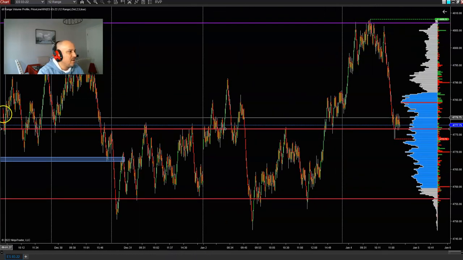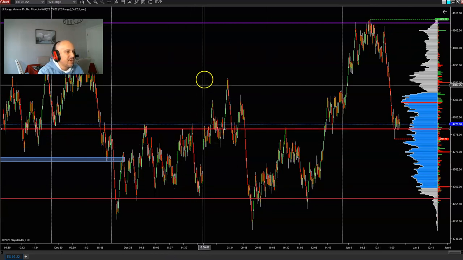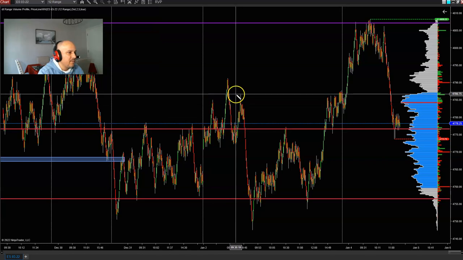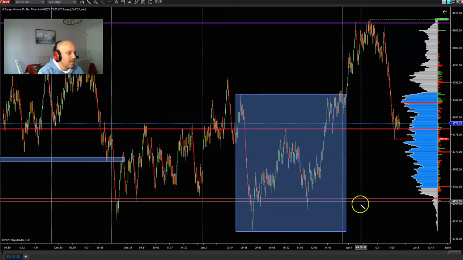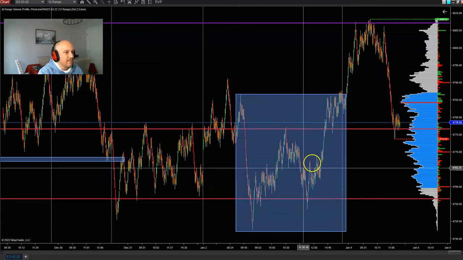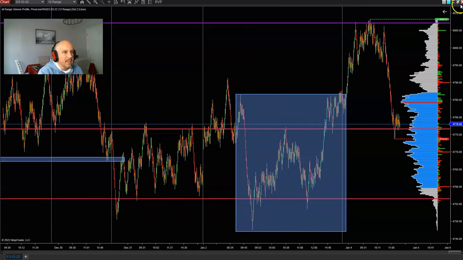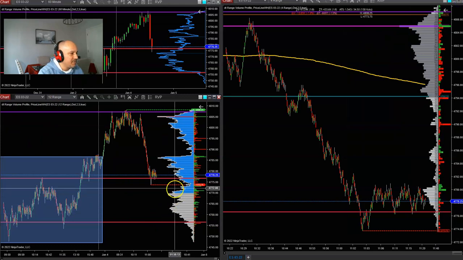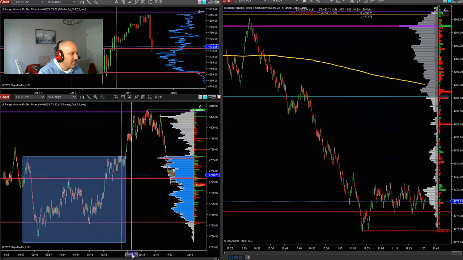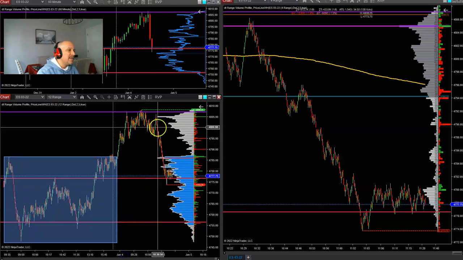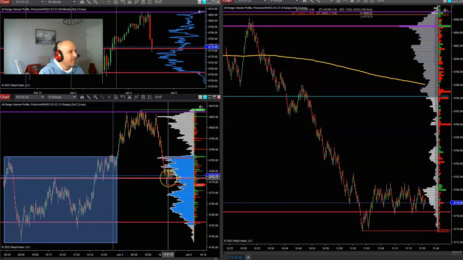So I don't want to see all this over here. I'm just particularly interested in this area, say from here, because this is the swing, and that took out this area here. So when I minimize this, you see how it shifts now. All I want to see is just everything in this rectangular box.